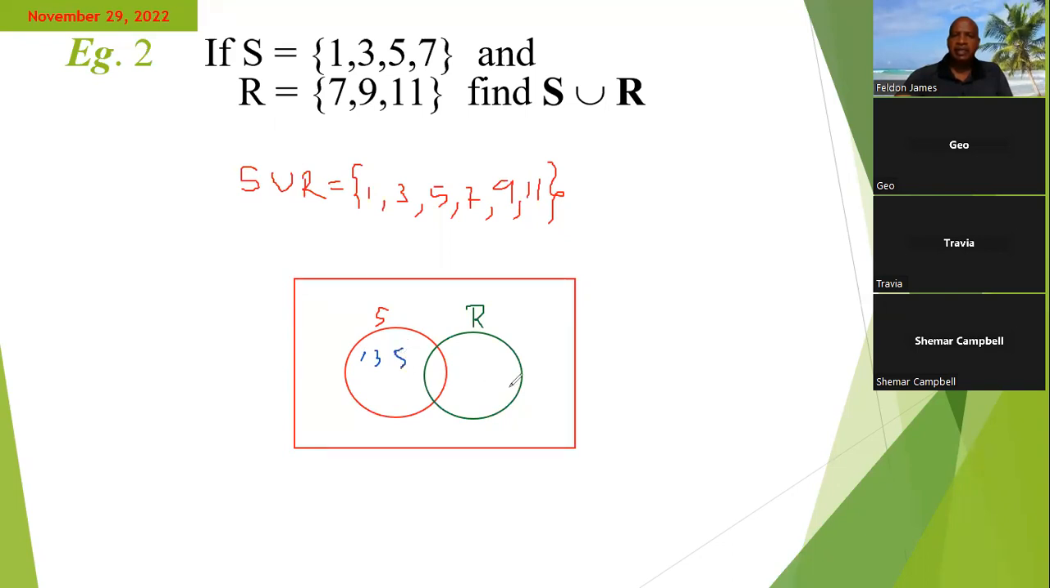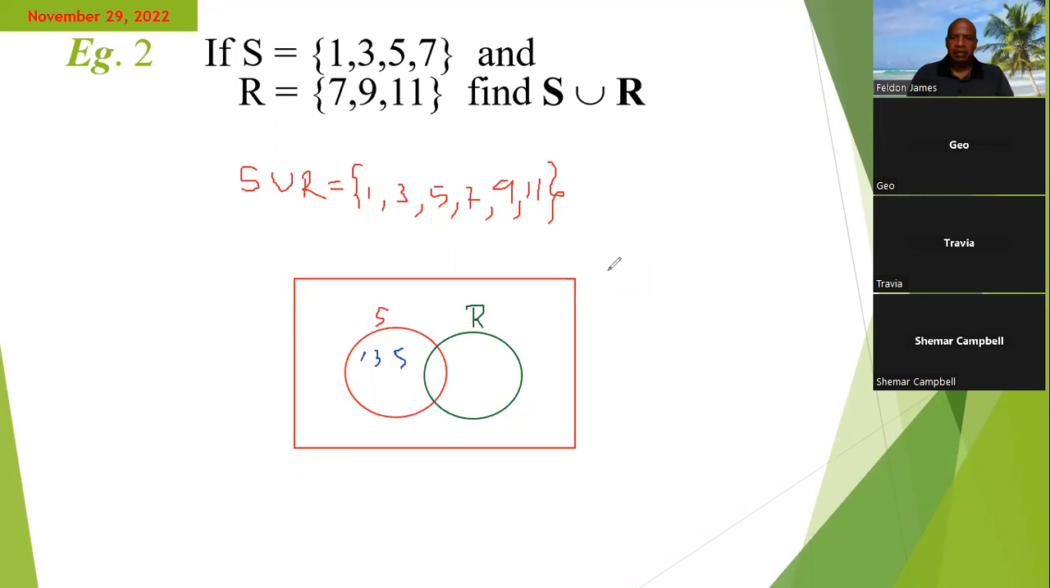What else? Then in R, 9 and 11. Not in the intersection part, in the bottom part of the region. And you were here the last class, Miss Trevor? Were you here the last class?